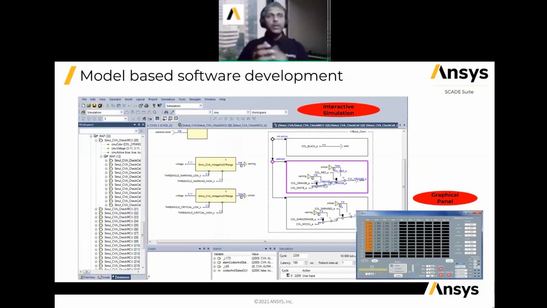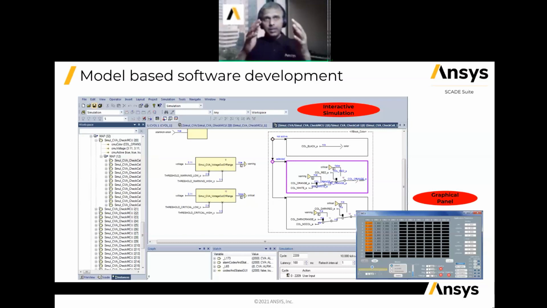Now here we propose a model-based approach for the software design and development, because the model-based approach happens to be at a higher level of abstraction than traditional hand coding. Most of the automotive customers are probably familiar with the model-based approach for software development. However, something very important and different here with Ansys is that we comply with ISO 26262 guidelines when we do the code generation.